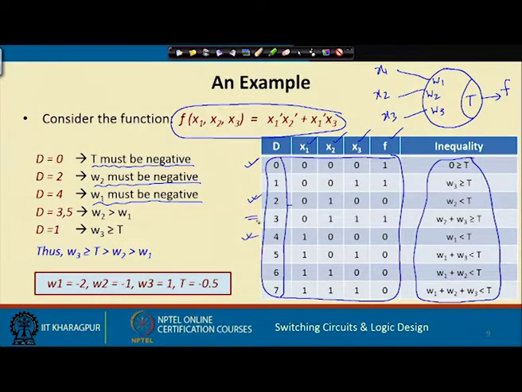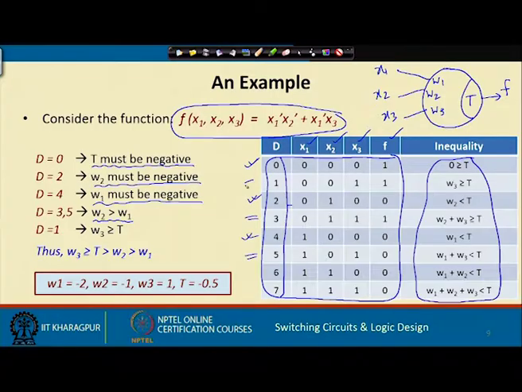And from rows 3 and 5, you can see it says W2 plus W3 is greater than or equal to T, and W1 plus W3 is greater than or equal to T. So W3 cancels out, and it says W2 is greater than or equal to T and W1 is less than T. From there you can deduce W2 is greater than W1, understanding that W1, W2 and T are all negative.